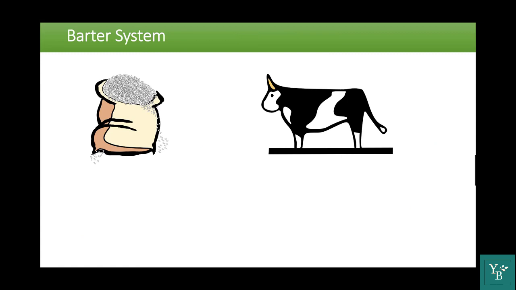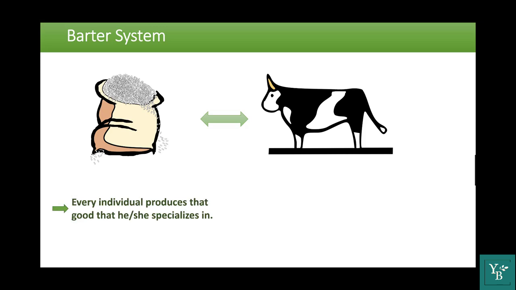The barter system, in its inception, was pretty simple, and it was the first medium of exchange known to mankind. The system was logical. Every individual would produce that good or service that he or she specialized in and exchanged it for that good or service that he or she required. Now, this worked well for a while, but there were many flaws that emerged later. The first one was that there was no common unit of value.